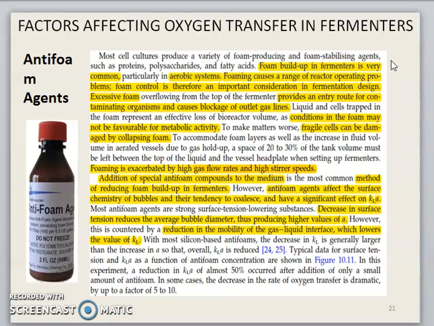Therefore, in order to reduce this foam, you can use special antifoam compounds called antifoam adjuncts, which can reduce the foam build-up in the fermenter. These antifoam agents affect the surface chemistry of bubbles and their tendency to coalesce, and have a significant effect on the KLa. They will break up the bubbles, the foaming, and reduce the thickness of the foam.